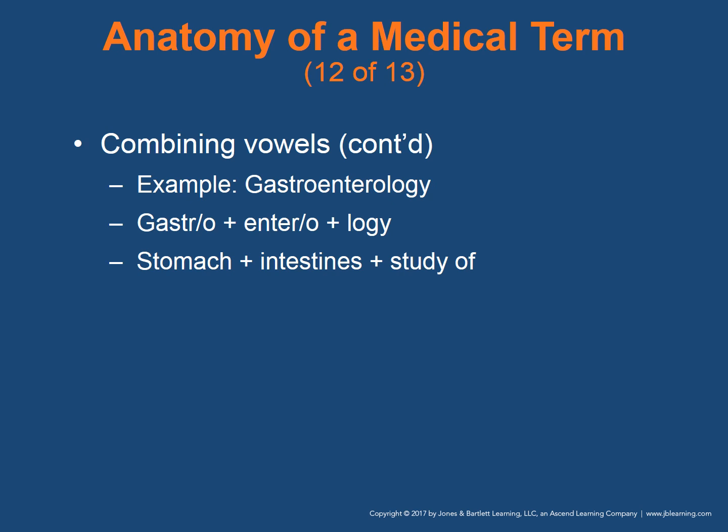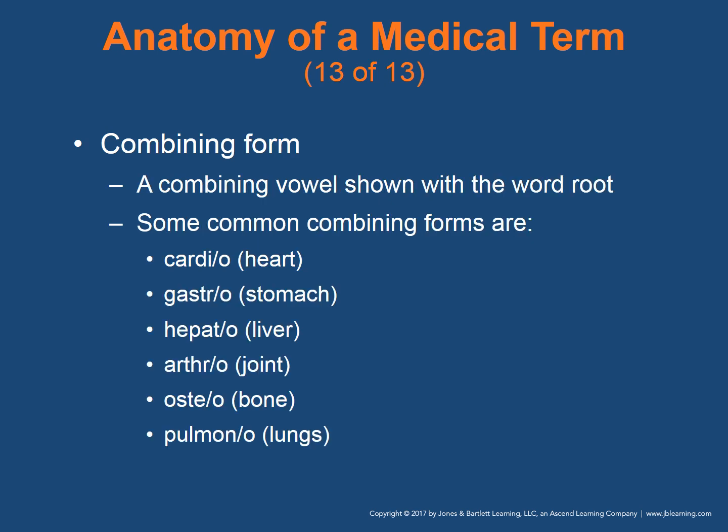But it's well worth it, especially when decoding charts, when trying to understand some of this medical jargon. So now let's look at the combining vowel, as they said, with the root word. Some common forms here: cardio, right? Cardiologist, gastrointestinal, and then understanding just the root words that we may not be familiar with, like liver, right? Hepatic, arthro for joint, osteo for bone, and then pulmon for lung, right?